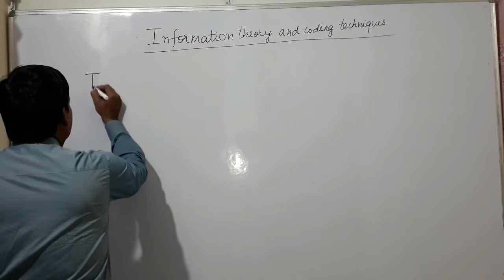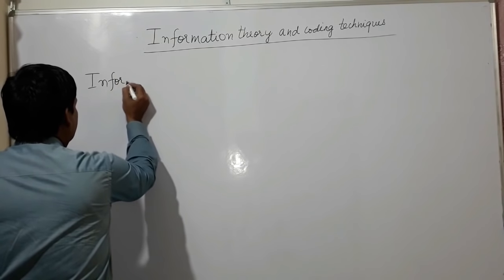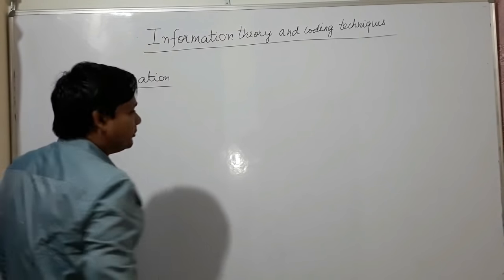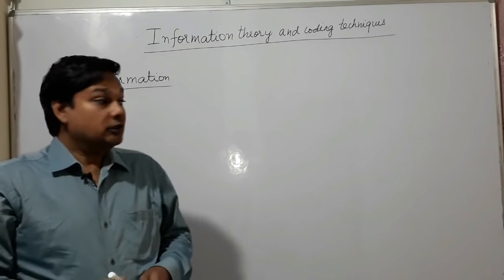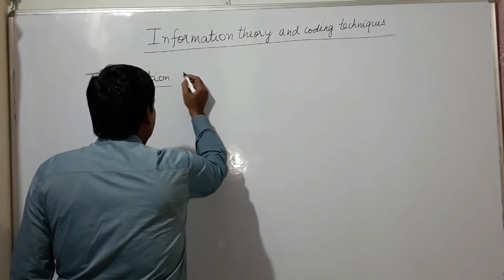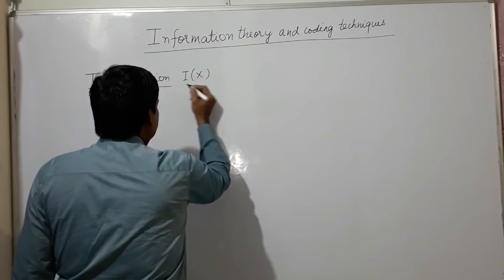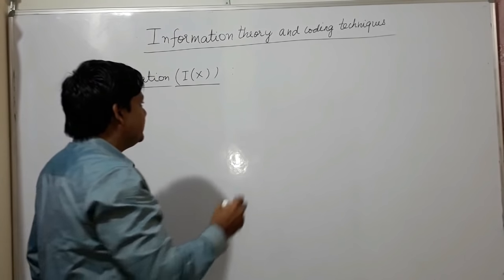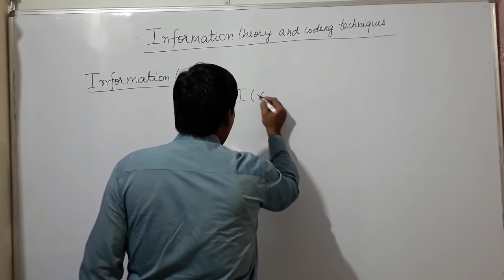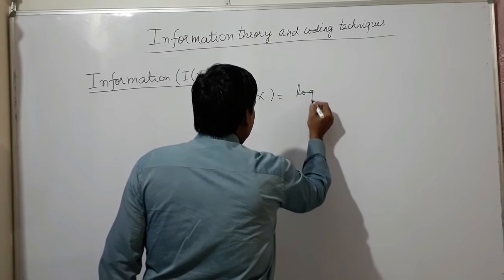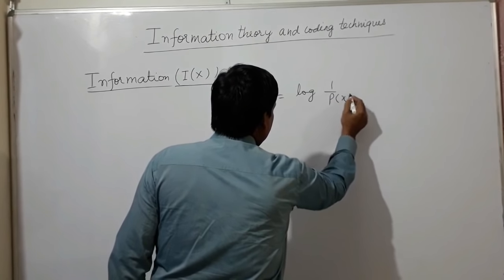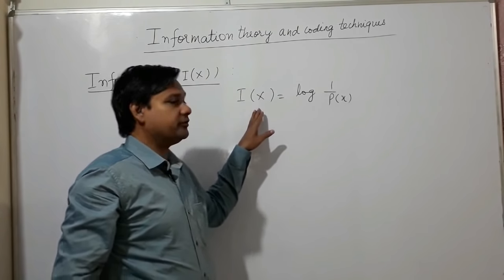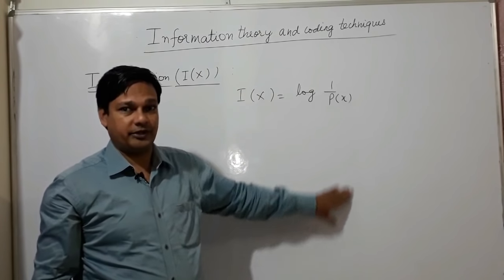First, information. It's a measurement. Information is denoted here by I(x), and it can be measured as follows: if some event occurs with probability p(x), then its information will be log of 1 upon p(x).